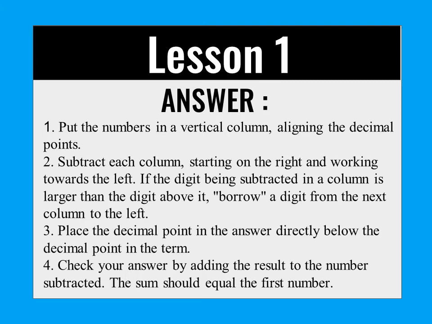If the digit being subtracted in a column is larger than the digit above it, borrow a digit from the next column to the left. Next, place the decimal point in the answer directly below the decimal point in the terms. Next, check your answer by adding the result to the number subtracted. The sum should equal the first number.